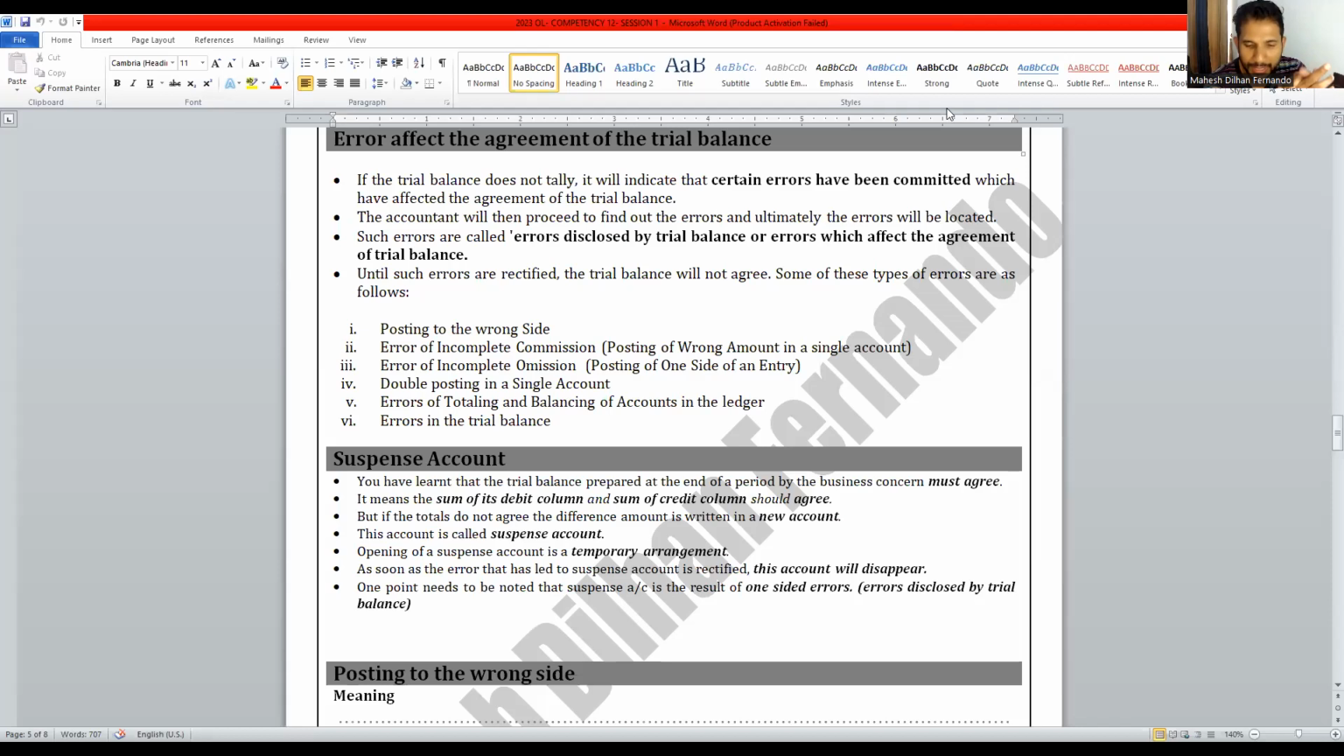Today, we move to the second category of errors, that is, errors that affect the agreement of the trial balance. Last week we discussed the errors which do not affect the agreement of the trial balance, and we recognized how to correct them. This is what I explained last week.